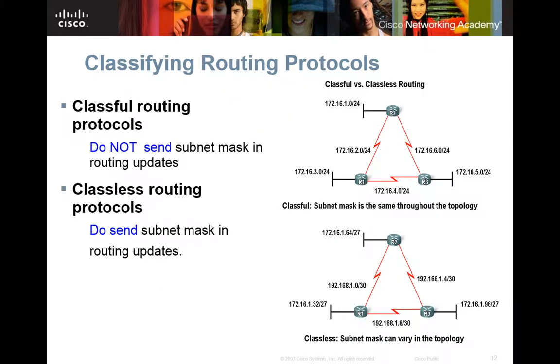Classful routing protocols do not send subnet mask in the routing updates. Why? Because if they're classful, you already know it. If they're classless, that means you subnetted, it will send that subnet mask so it knows how many are on that network. Make sense?